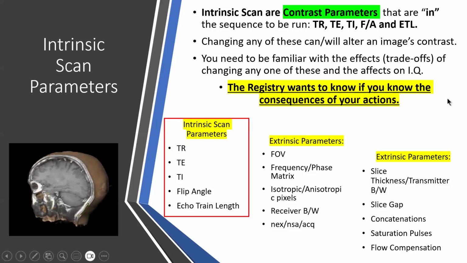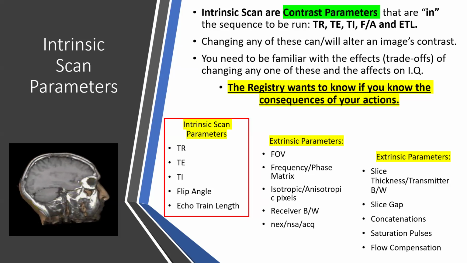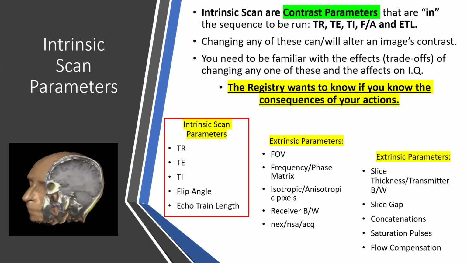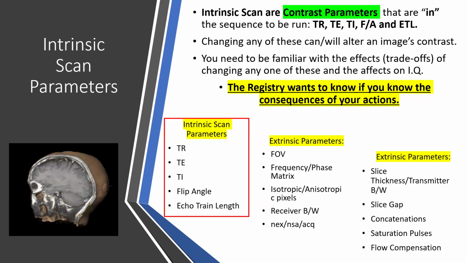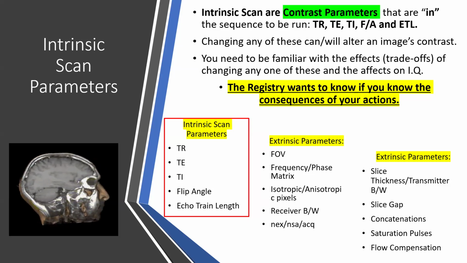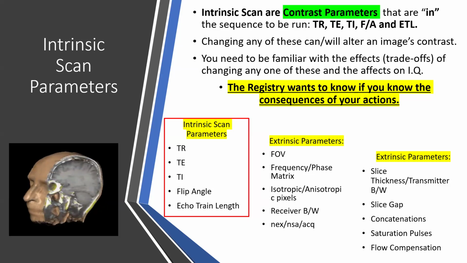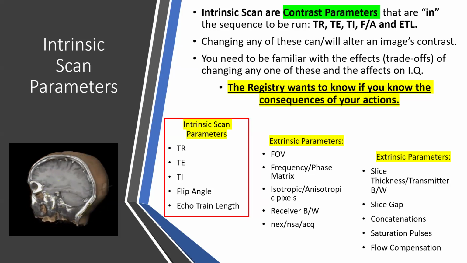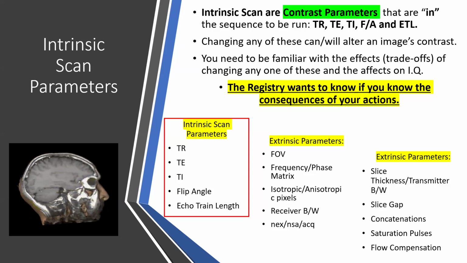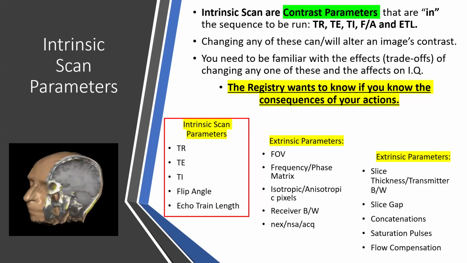Thank you. Okay, so intrinsic scan parameters are basically your contrast parameters. These are what's going to give you the T1, T2, proton density contrast in your images. So the contrast parameters that I'm going to cover right now are TR, TE, TI, flip angle, and then echo train length. You've got to know that changing any one of these can and will alter your image contrast, and you need to know and be familiar with the effects that they're going to have on image quality.